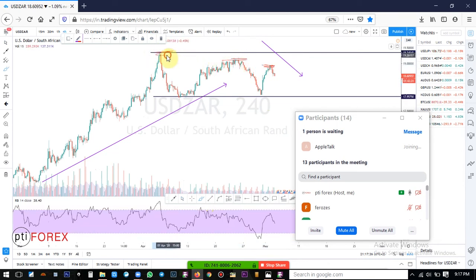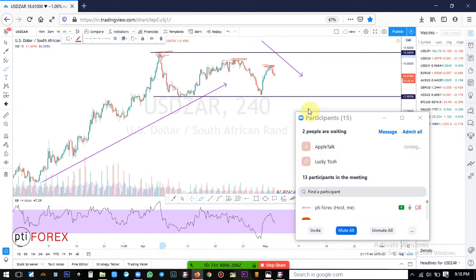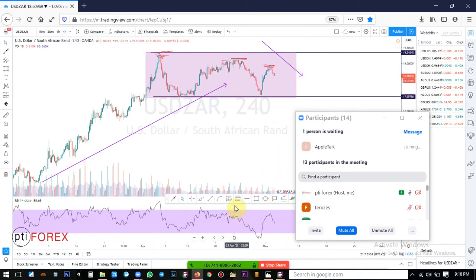Here we can see lower highs. We can take advantage of these lower highs, guys, because this is more like now in a range. So if price is in a range, you know that we buy above and we sell below. I mean, we buy below and we sell above.